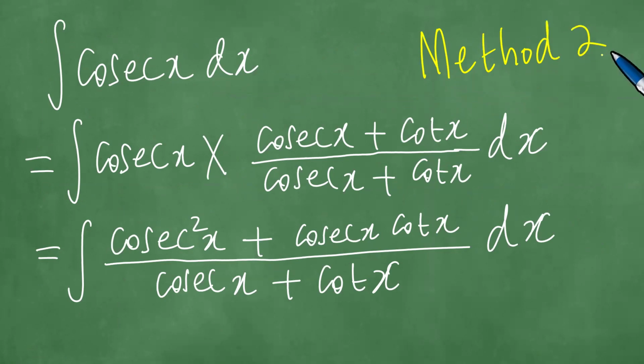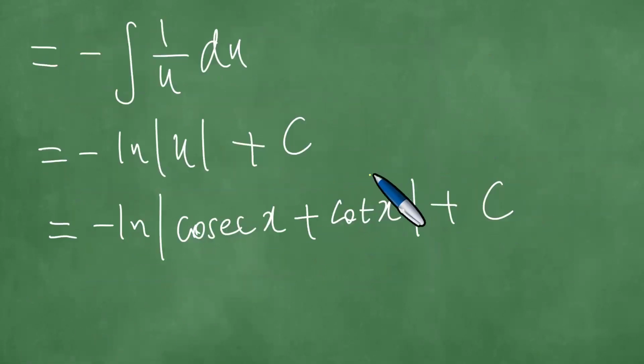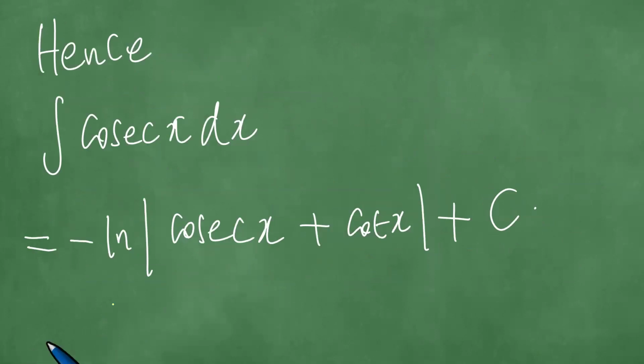Right. In method 2, we multiplied by the cosecant of x plus the cotangent of x, all divided by the cosecant of x plus the cotangent of x. And that became method 2. With method 2, we got these results, and we're able to write a conclusion that the integral is minus the natural log of the modulus of the cosecant of x plus the cotangent of x plus c, the arbitrary constant of integration.